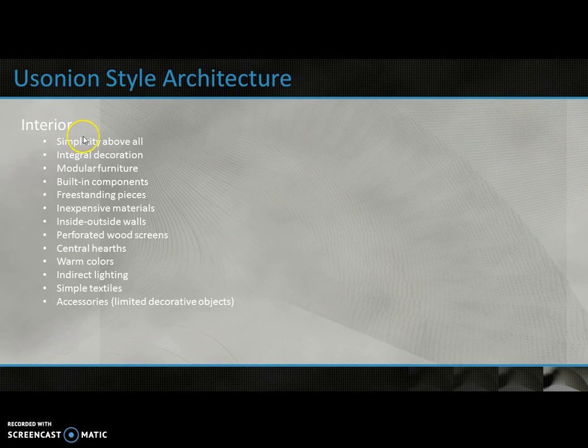Interior: simplicity above all, integral decoration, modular furniture, built-in components, freestanding pieces, inexpensive materials, inside-outside walls, perforated wood screens, central hearths, warm colors, indirect lighting, simple textiles, and accessories, which were limited decorative objects.